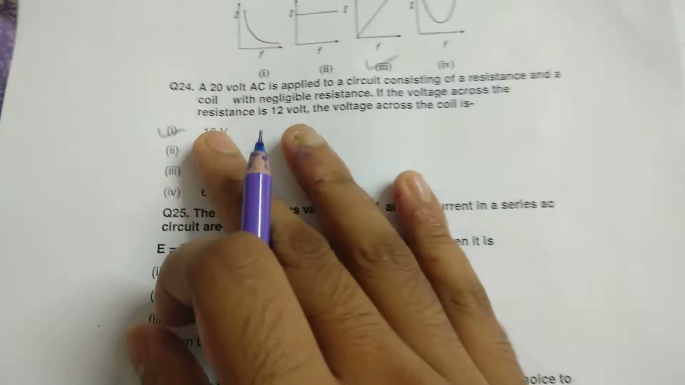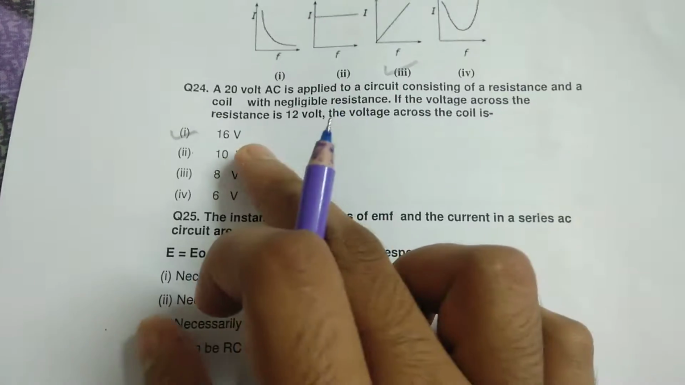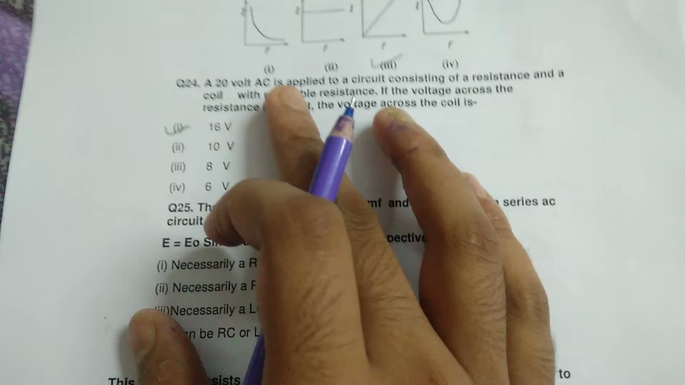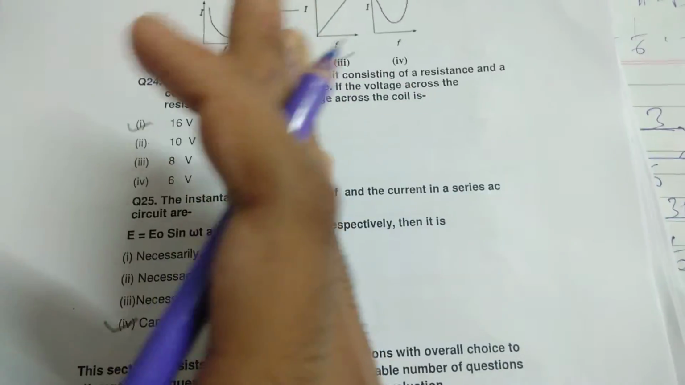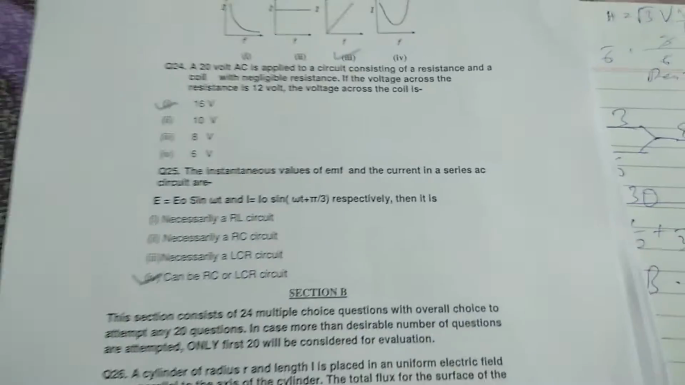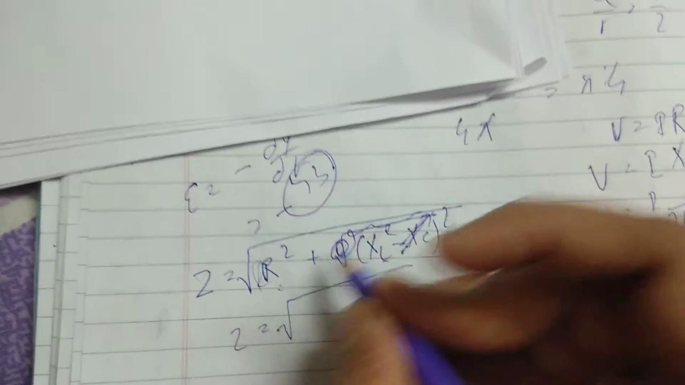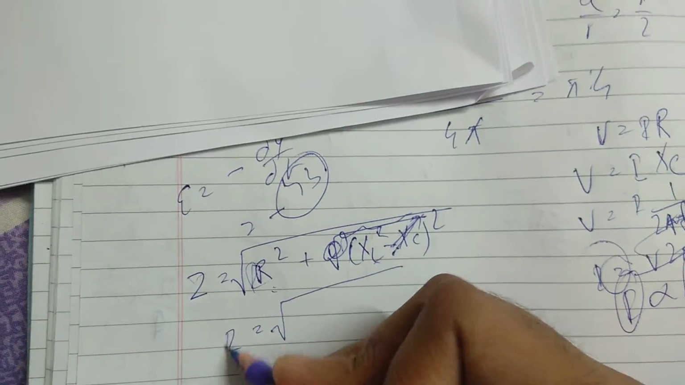Now in this case, see, the voltages will not simply add up. It's not like 20 volt AC is supplied and the voltage across the resistance is 12 volt, so this will be 8 volt, 20 minus 12 is 8. No, the voltages bear a phase relationship with one another, as in the phasor diagram. So just like the impedance, if we multiply I with them, then we get the voltage. So IZ is the voltage.